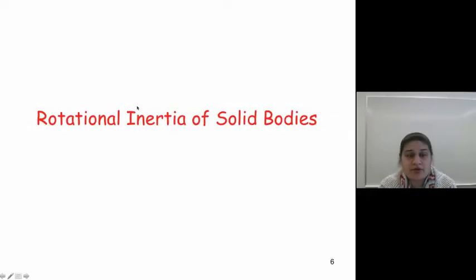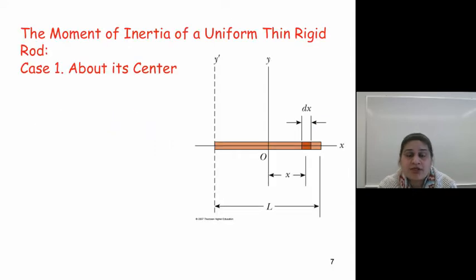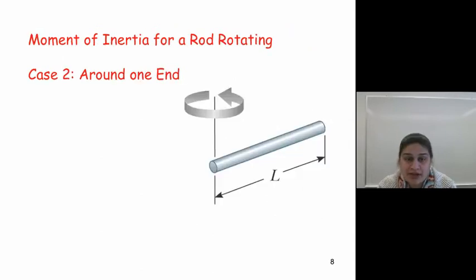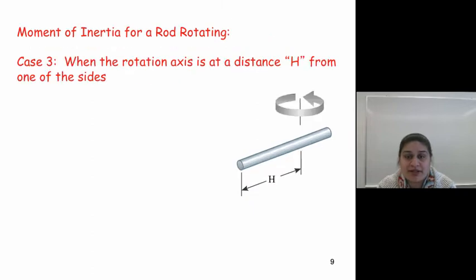Now let's talk about rotational inertia for solid objects. In order to explain rotational inertia for solid objects, let's consider three cases for a uniform thin rigid rod: one about its center, one about its one end, and the last one is when the rotational axis is at a certain distance away from one of the sides.